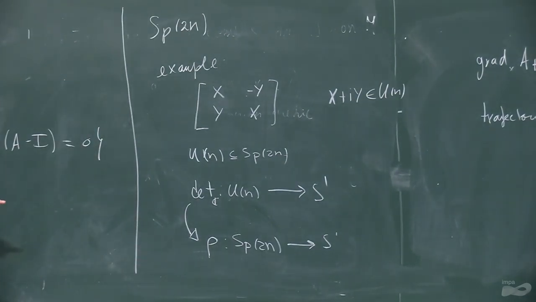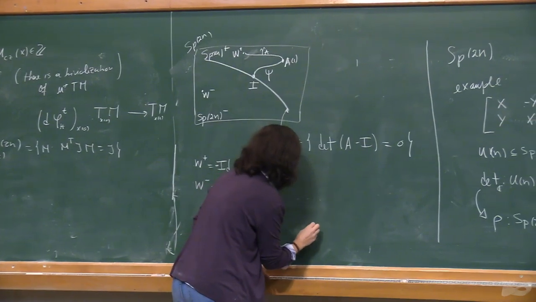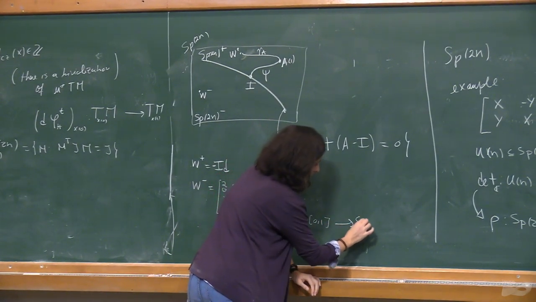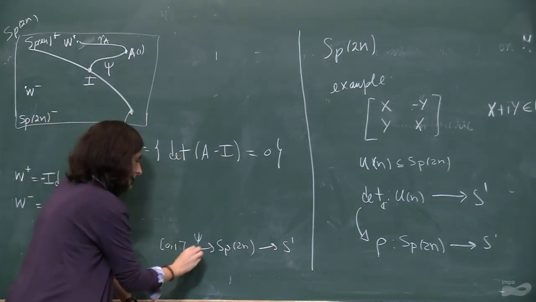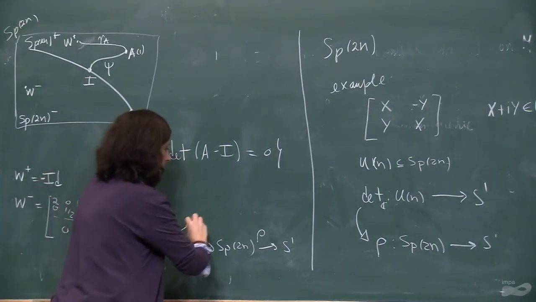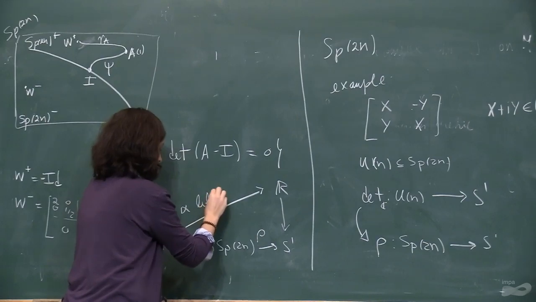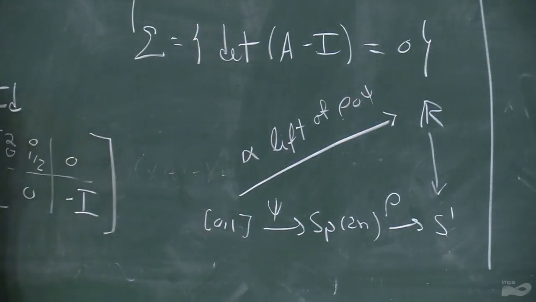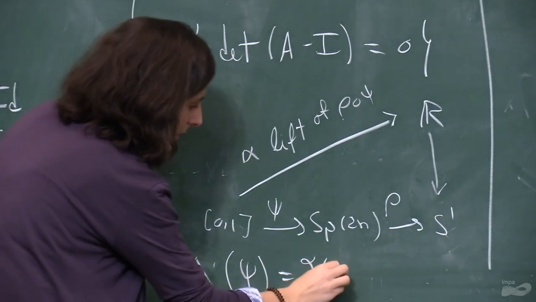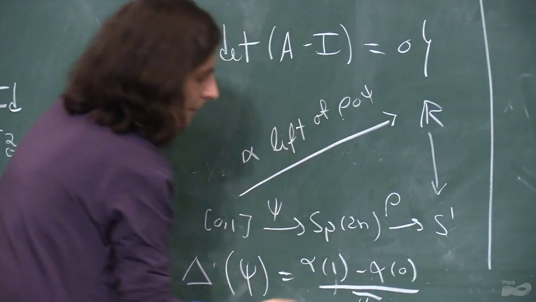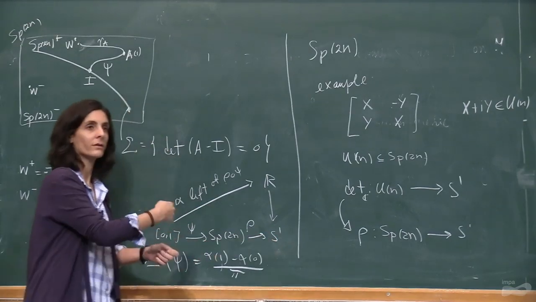Okay, so back here. Here, I have my path associated with my loop, this psi. I have this psi going from [0,1] to Sp(2N), and from Sp(2N), I have this map rho. And I'll take a lift of this composition to R, a lift of rho composed with psi, call it alpha. And I'll define this index of psi as alpha of 1 minus alpha of 0 over pi. So it somehow measures how these eigenvalues, if you want, rotate here in S1.